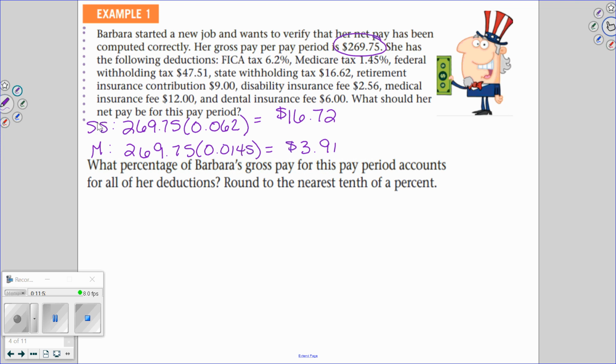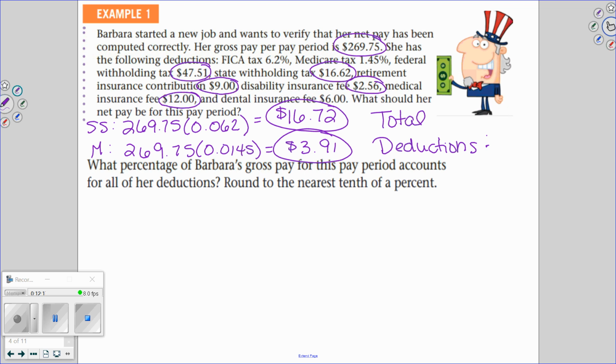All right, so guys, let's talk real quick. What are her total deductions? We have both of these being deducted, but then you also have that one and this one, and there's a $9 and a $2.56 and 12 and 6. All of that's being deducted.